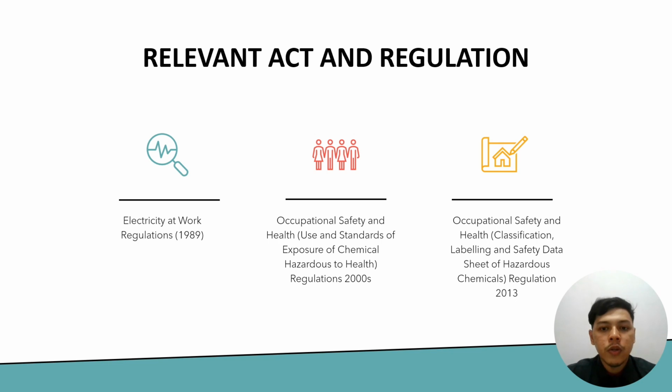Relevant Act and Regulation. The Act of regulating things is very important to society. There are three relevant Acts and Regulations in the 3D printing industry. The first one is Electricity Act Regulation 1989. Second is Occupational Safety and Health Regulation 20. This is a standard for exposure to chemicals. Third is Occupational Safety and Health Regulation 2013. This is also for the classification, labeling, and safety data for the chemical hazard. So that's why the company must be aware and compliant with the applicable law and regulation.